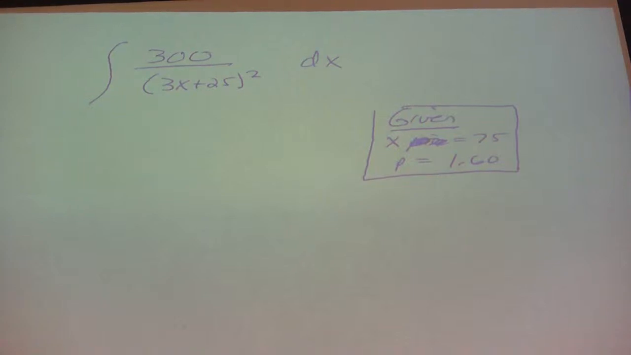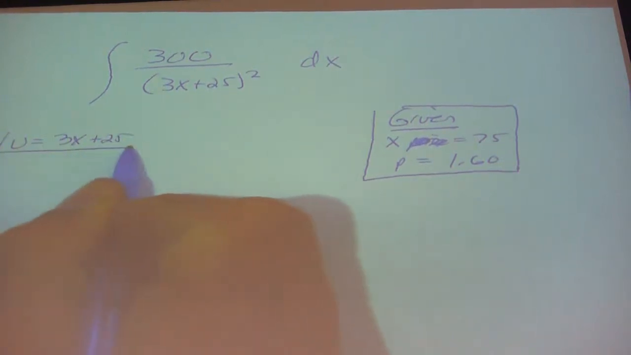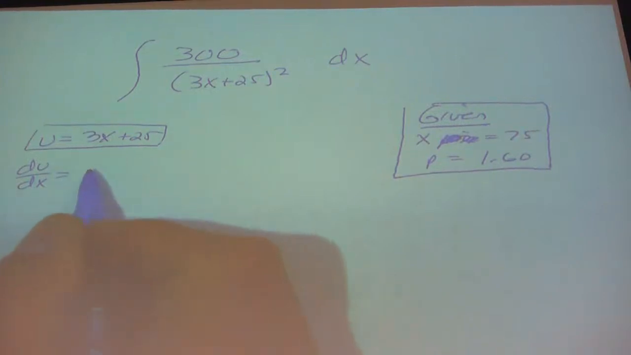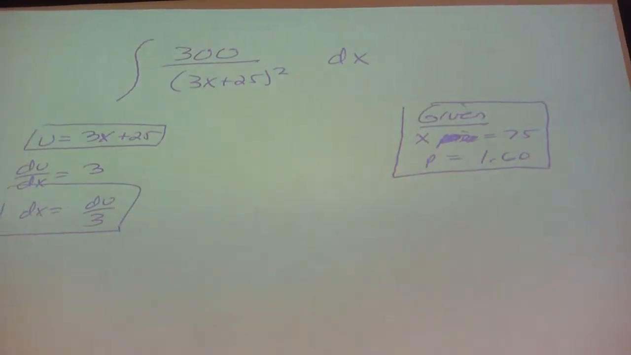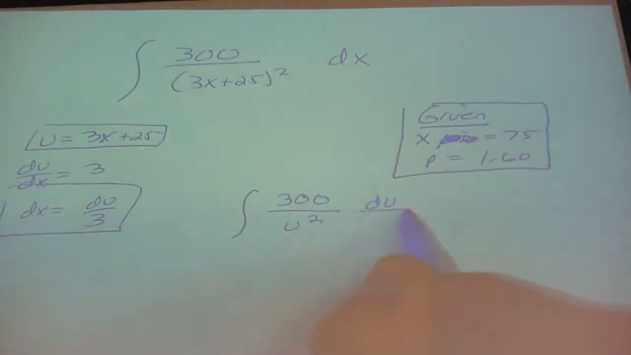Okay, so for this one, what is u going to be? 3x plus 25 is what u is going to be. When you take the derivative of u with respect to x, what's the derivative of 3x? 3. And that's it. Cross multiply, do all your thing. dx equals du over 3. So did we do the u substitution correctly? Then it's going to be the integral of 300 over u squared, du over 3.